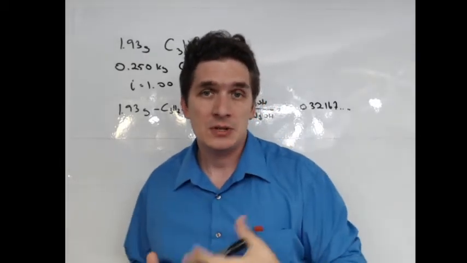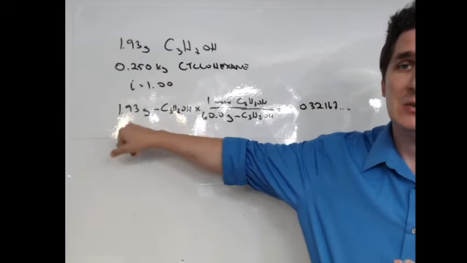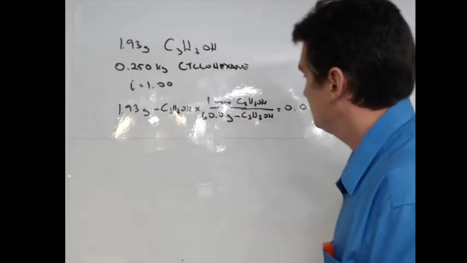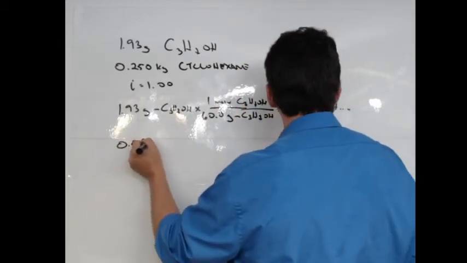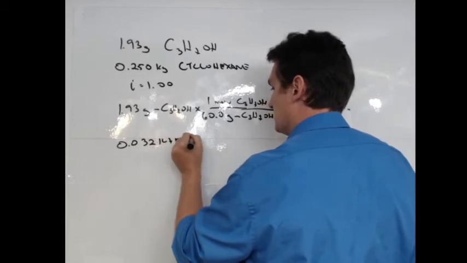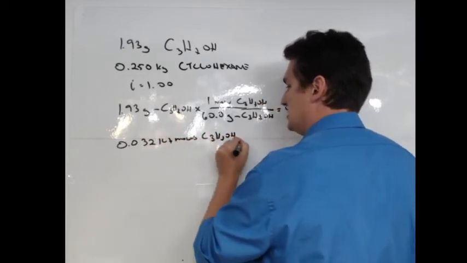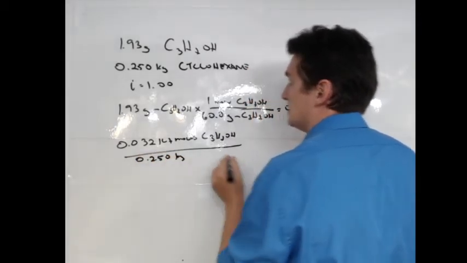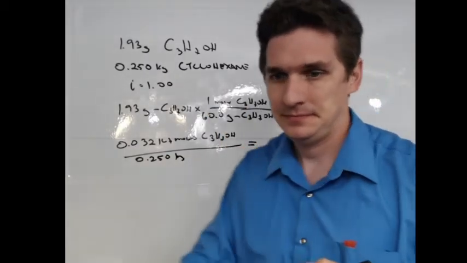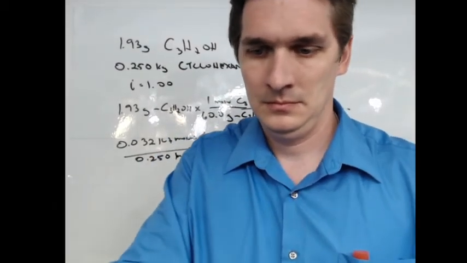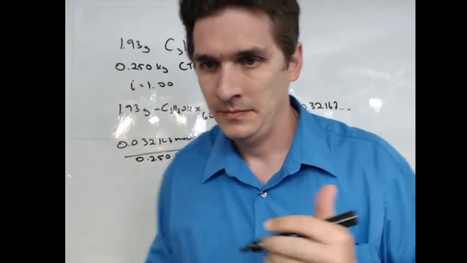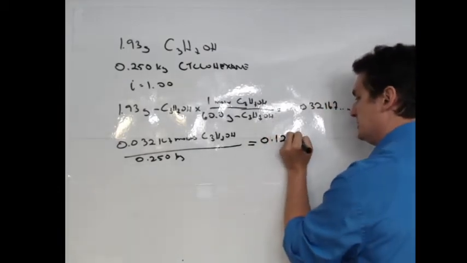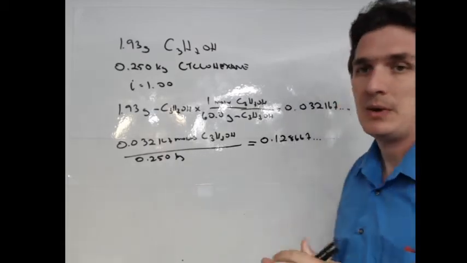If I were to report the answer at this point, I would be reporting to 3 significant figures, but again, this is an intermediate step in my calculations. Next step is I need to find the molality. So my 0.032167 moles C3H7OH divided by my 0.250 kilograms of solvent, in this case the cyclohexane, gives me 0.128667 trailing onwards for my molality.